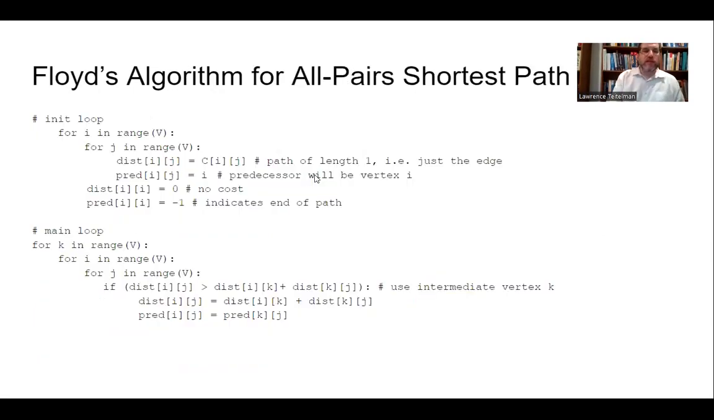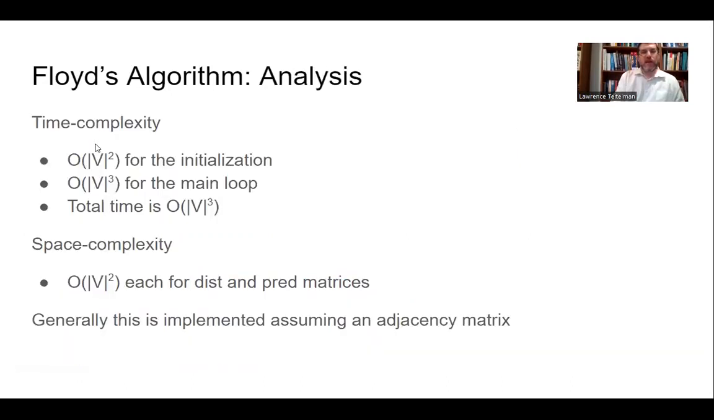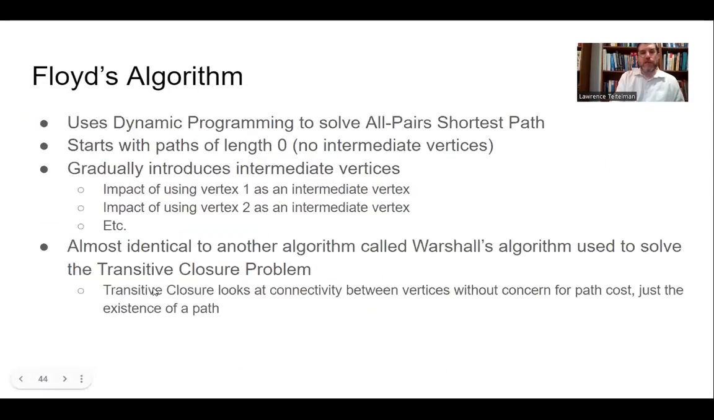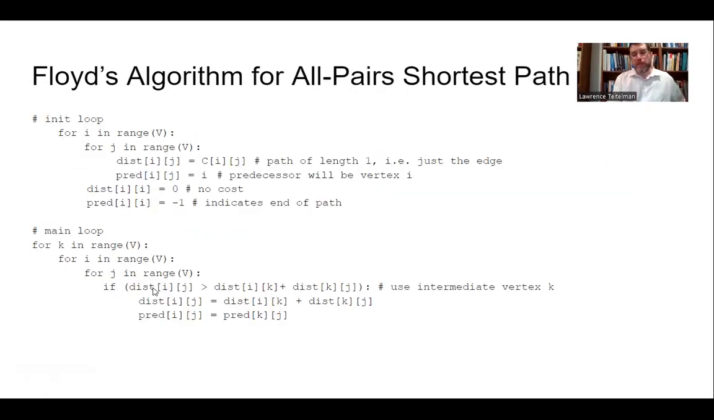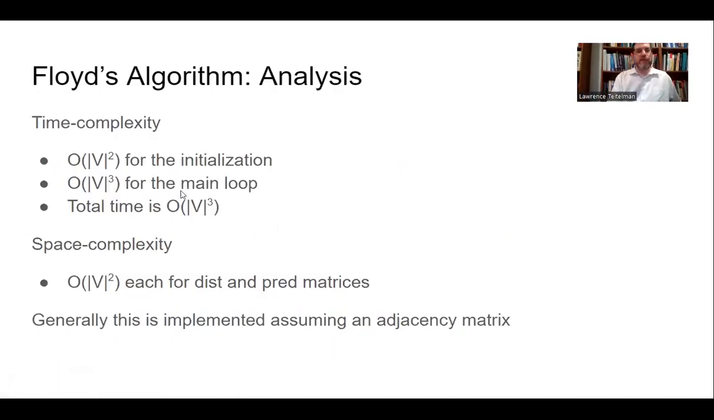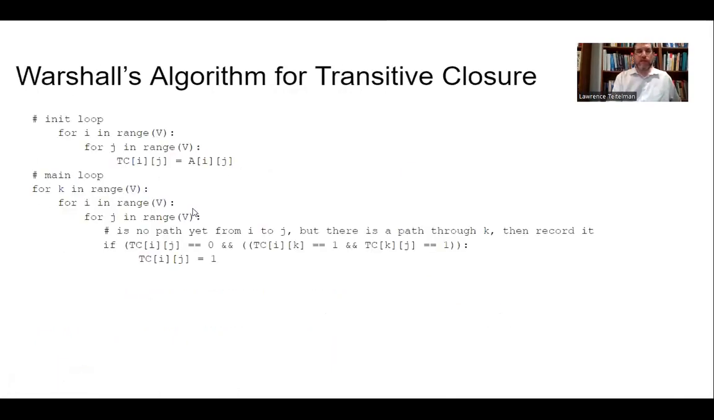Okay, so if I look at this code, what's the time complexity? I have two loops: an initialization and a main loop. The initialization is a nested double loop, so that's v squared, where v is the number of vertices. And the main loop here is three loops, so it's going to be v cubed. So instead of some kind of exponential time, which is what you might expect, you get v squared for initialization, v squared for the main, and a total time of v cubed.